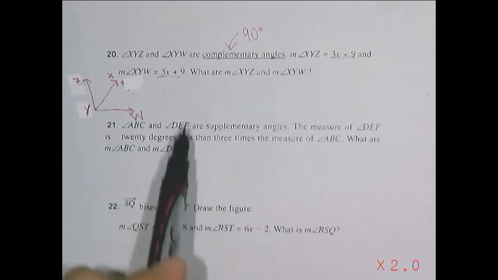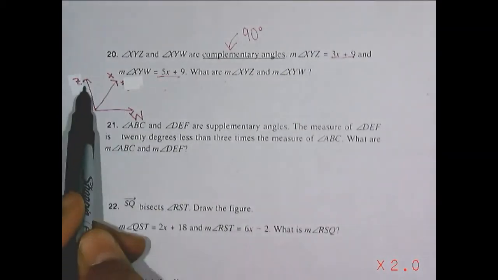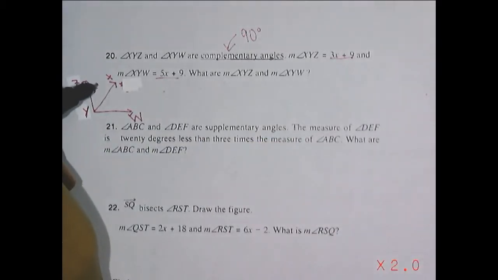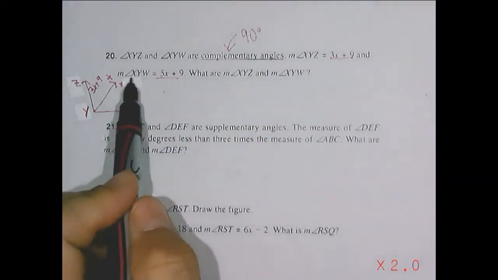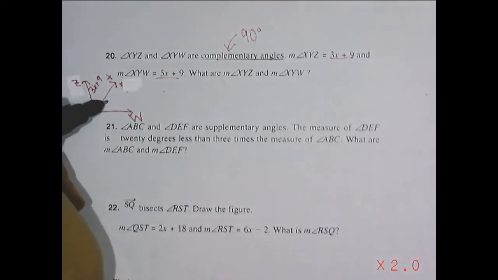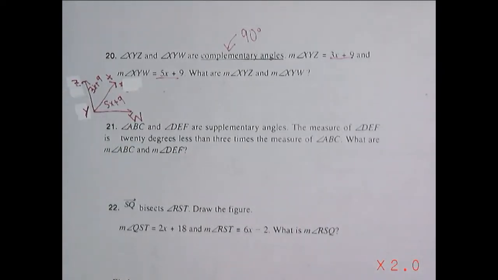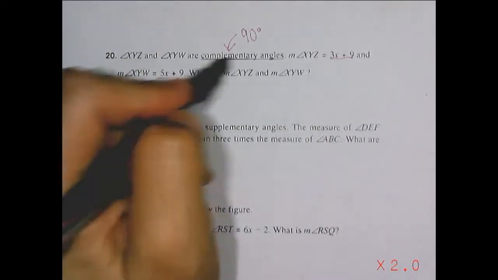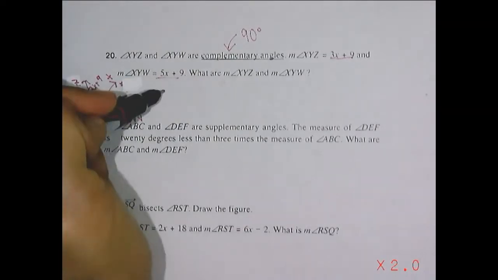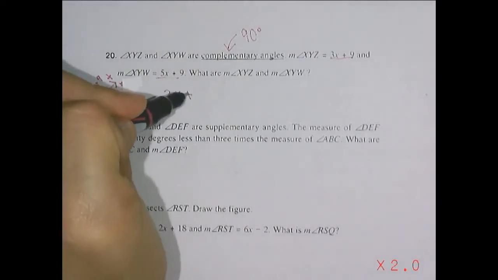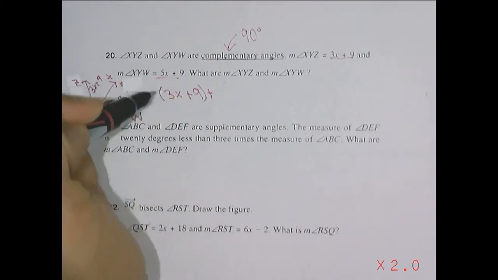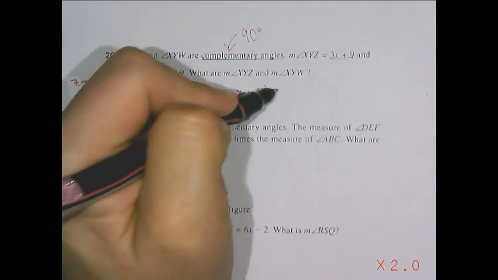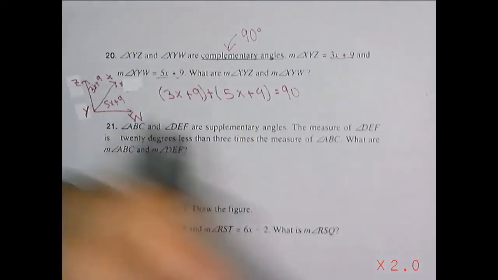So I'm going to take angle XYZ over here, and I'm going to write in that it's 3x plus 9. And then take XYW and write in that it's 5x plus 9. Okay, it says, what are the measures of the two angles? Well, we know that complementary is 90, so I'm going to take 3x plus 9 and add it to 5x plus 9 and set it equal to 90 because it's complementary.